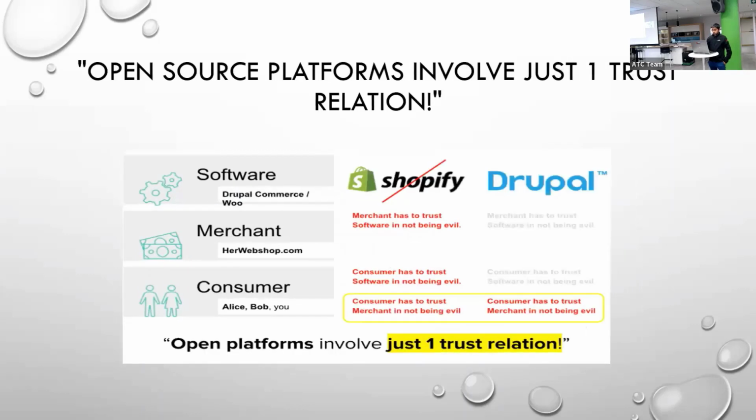Open source systems are free to use, modify, and distribute. And in most cases, they are cheaper than your proprietary counterparts. Open source platforms allow the consumer to trust the software, and the merchant can also trust the software. But there's one relationship that is not solved over here, and that is, how does the consumer trust the merchant?